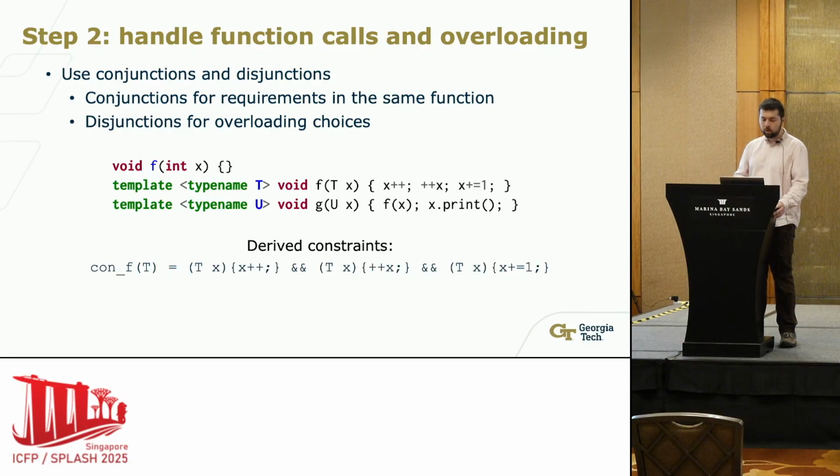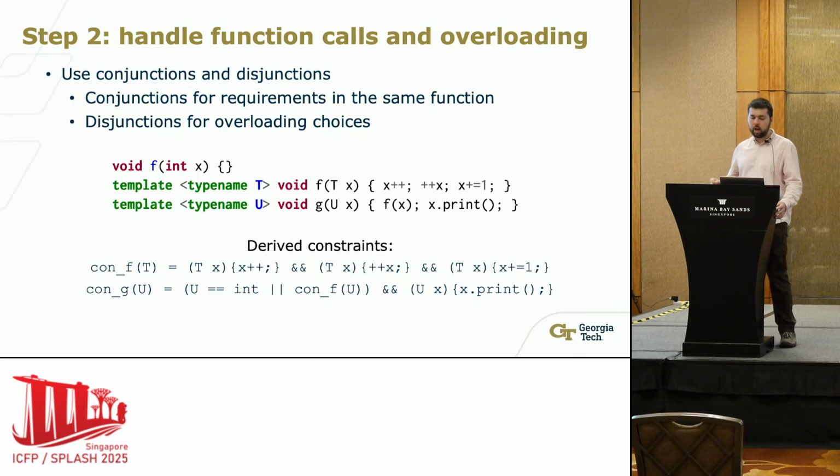So here, for function f, we have postfix increment, prefix increment, and plus equals 1. And we encode this in the type constraint that the type t needs to support all 3 of those operations. For the second case, inside g, f is being called on the input x. But there are 2 different versions of f. There's the one that takes an integer, and there's the one that takes this generic type t.